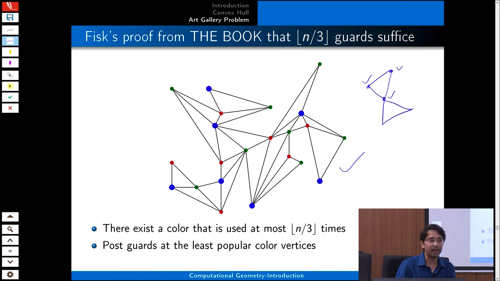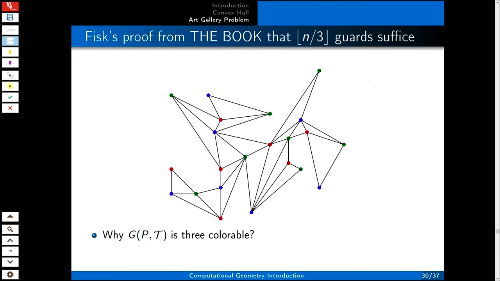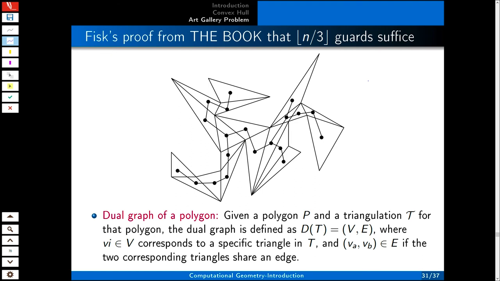How can we prove that this graph will be 3 colorable? Think. If I give you the proof, it is not going to help you. You will learn another proof. But the objective is to make you ready so that one day you can produce a proof like this. Let's think. Why is this 3 colorable?